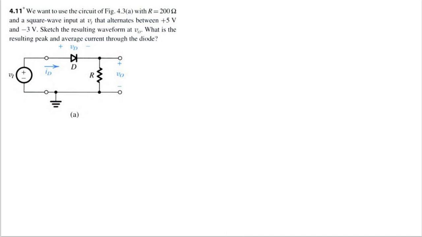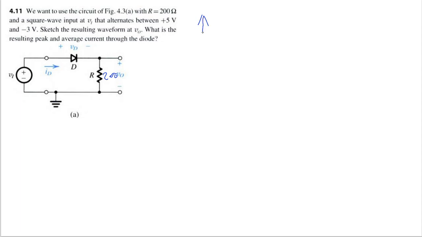Let's solve problem 4.11 for Microelectronic Circuits 8th edition by Sedra and Smith. We want to use this rectifier circuit with R equals 200 ohms, and we have a square wave input at Vi that alternates between plus 5 volts and negative 3 volts. We want to sketch the resulting waveform Vout.